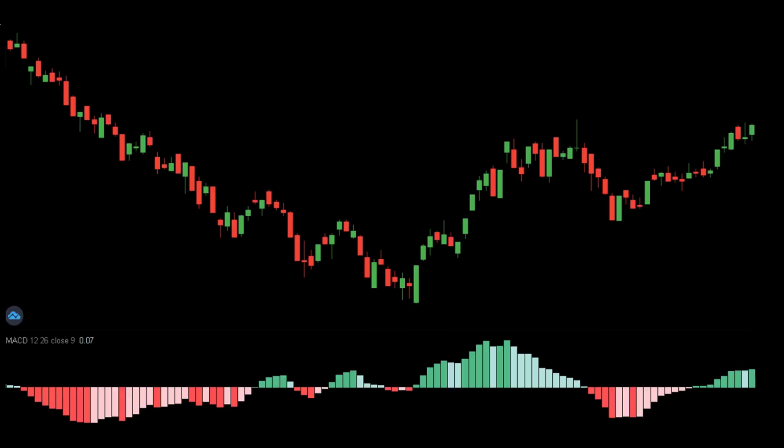Here's an example. In this chart, the market is in a downtrend, and price creates a new low that's lower than the previous one. But take a look at the MACD. It forms a higher low instead. That's a clear bullish divergence. It shows that bearish momentum is weakening, and it signals a possible trend reversal. This becomes a potential entry point for a buy trade.